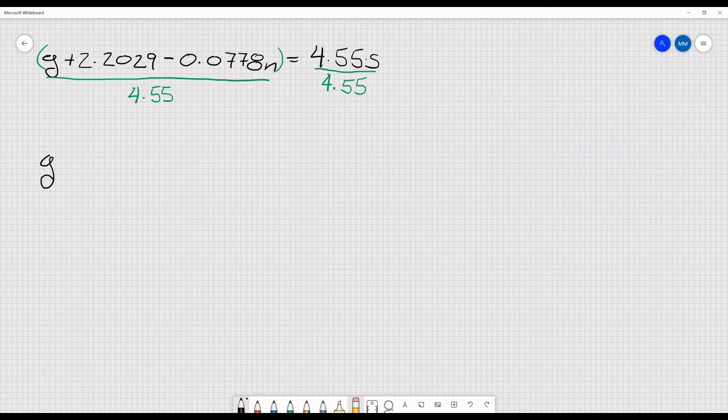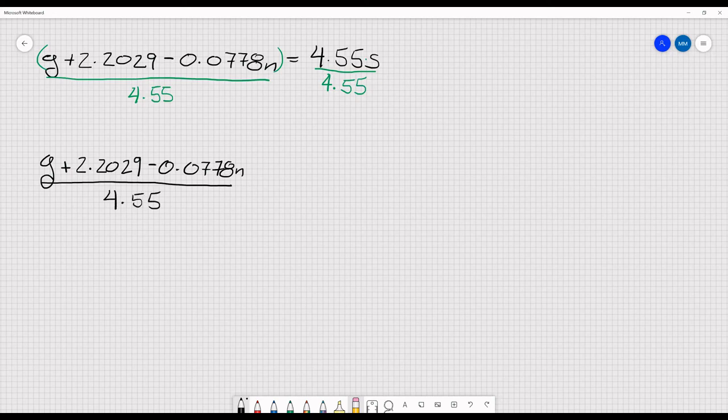That gives me G plus 2.2029 minus 0.0778 times N, all divided by 4.55, will give us S. Now recall we had G given as 3.8. We had N given as 5. Now we can just plug them in.